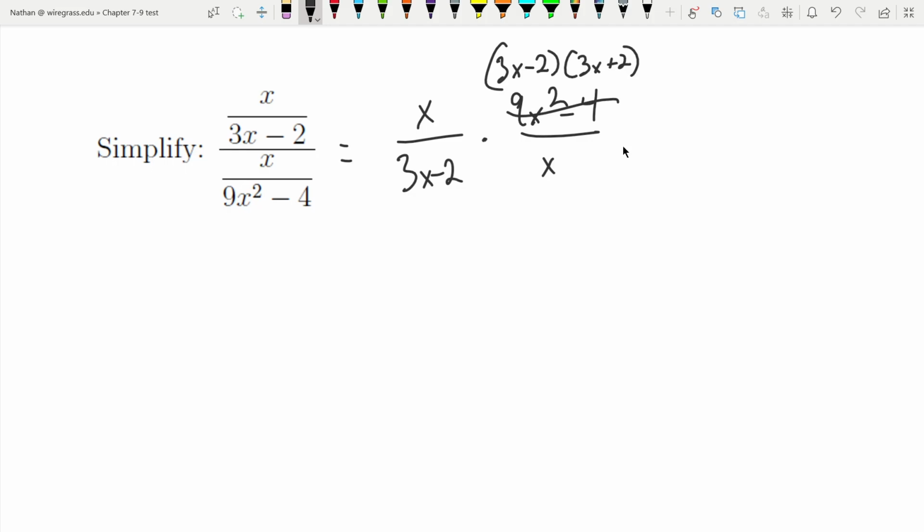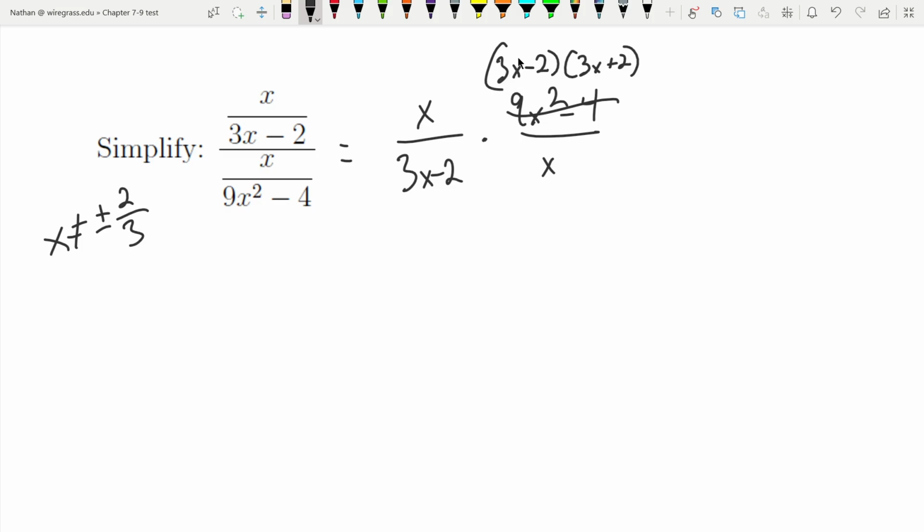Okay. Now, from the original one, we can see 3x minus 2 is in the denominator, and this one's also in the denominator, and this one's the same thing as 3x minus 2, 3x plus 2. So we know that 3x minus 2 cannot equal 0, and 3x plus 2 cannot equal 0. That means x cannot equal plus or minus 2/3.